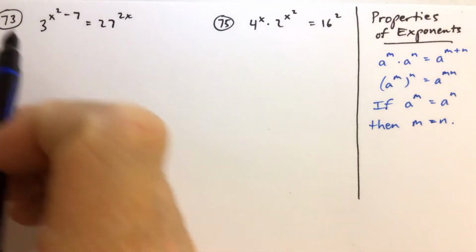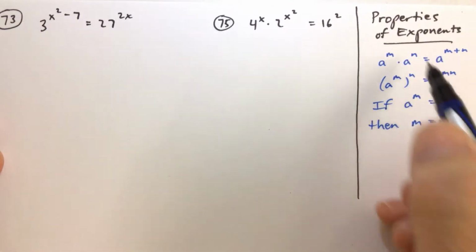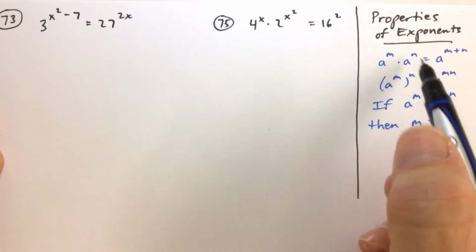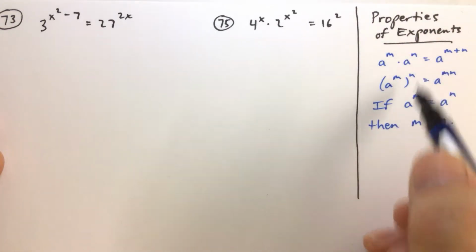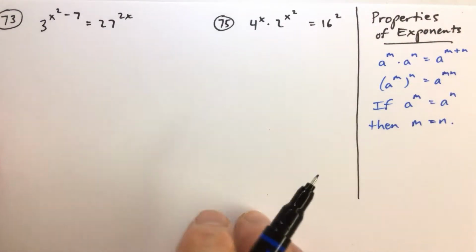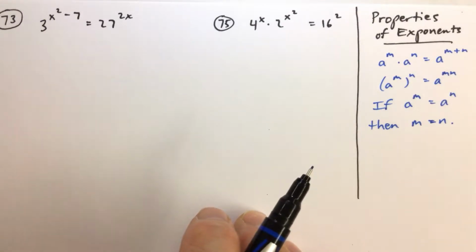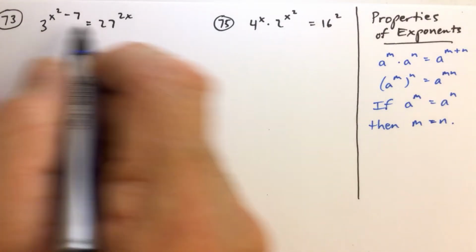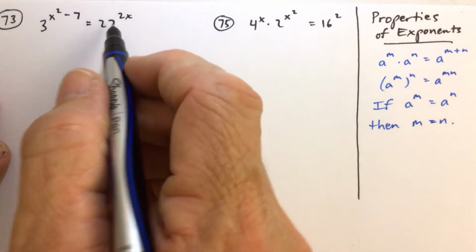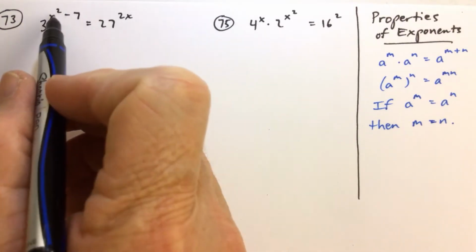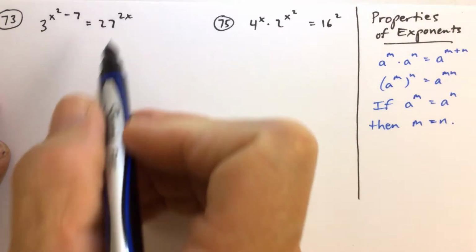For problems 73 and 75, I also included what we're going to be needing over here. Number 75, we're going to need to remember some of these properties of exponents, so I just wanted to keep those there for you. And in solving problem 73, we recognize that it's an exponential equation because the variables are in the exponents.